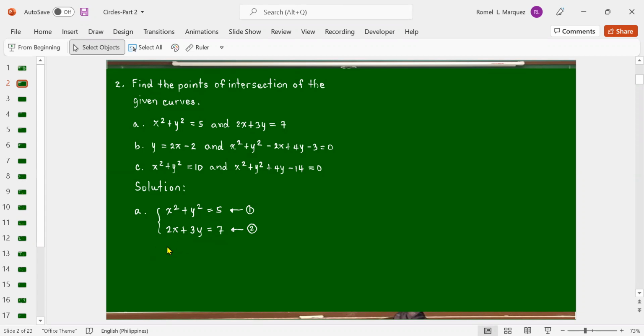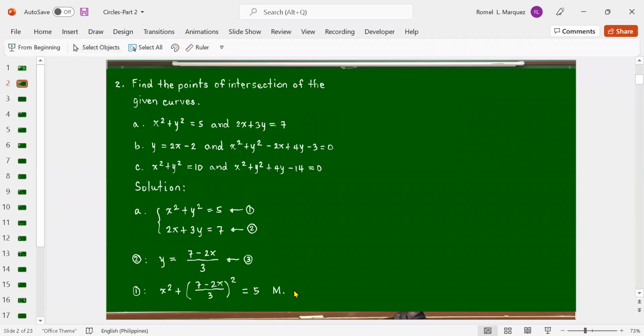Okay? So let's consider first equation number 2 and then solve for either x or y. Solving for y, we have (7 minus 2x) all over 3. So this is our y. Let's call this equation number 3. So let's substitute this y of equation number 3 to the y of equation 1. From equation number 1, we have x squared plus y squared, but what is our y? (7 minus 2x) all over 3, quantity squared. And this is equal to 5.